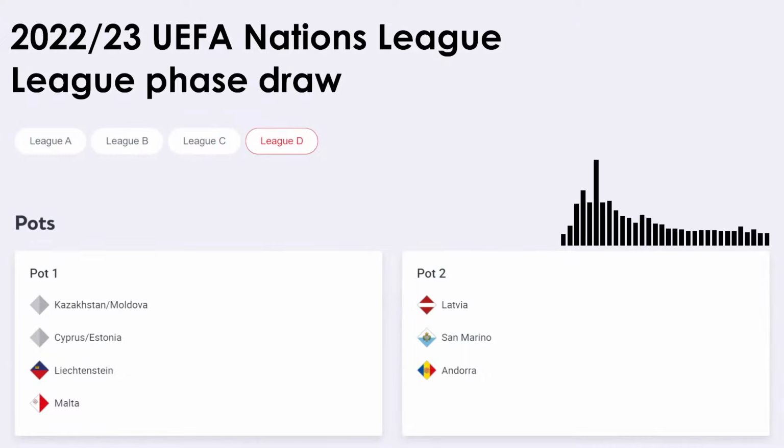In League D, we can see Kazakhstan or Moldova, Cyprus or Estonia, and Liechtenstein or Malta, and Port 2, Latvia, San Marino, and Andorra. The final is going to happen in June 2023. So the draw starts now.